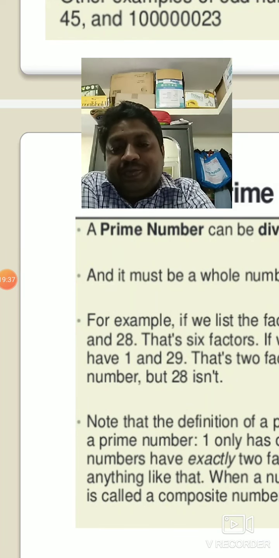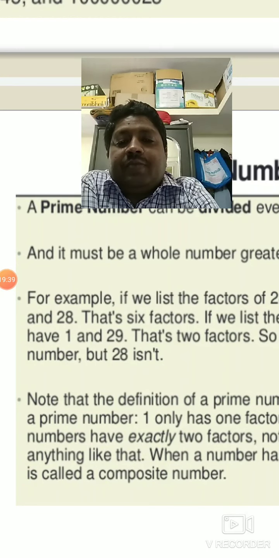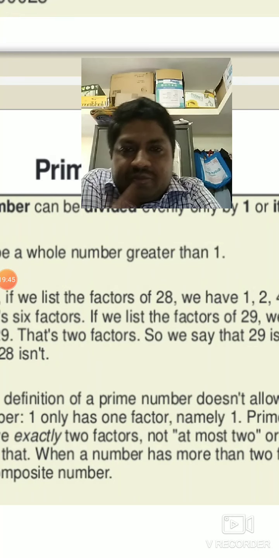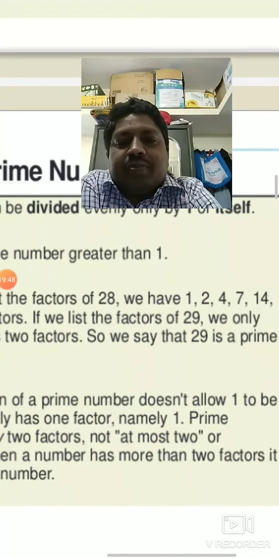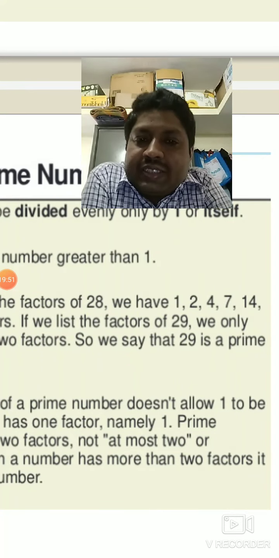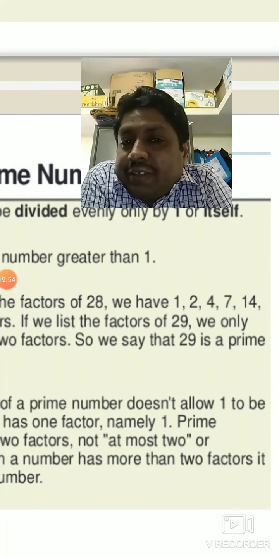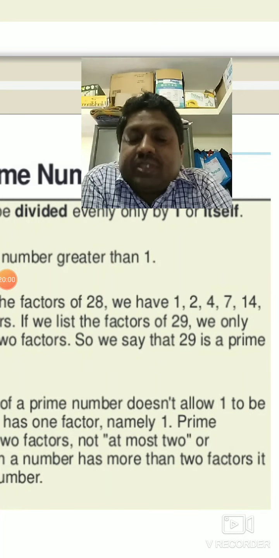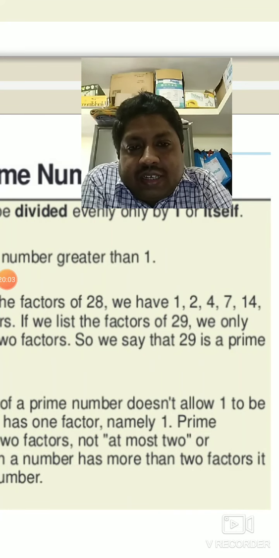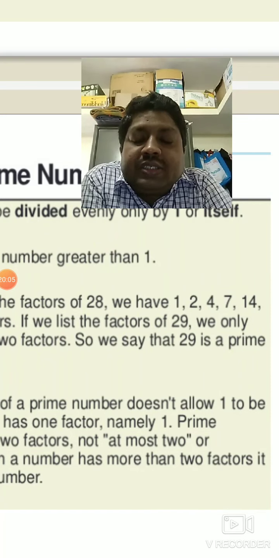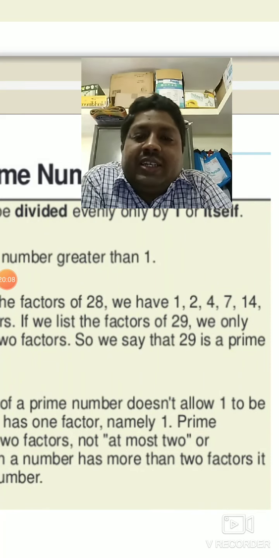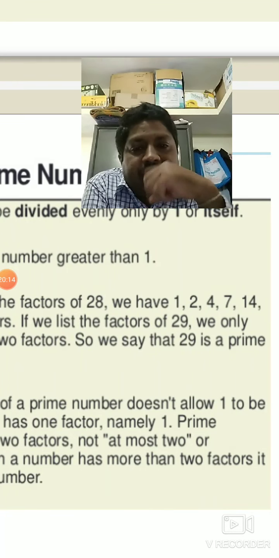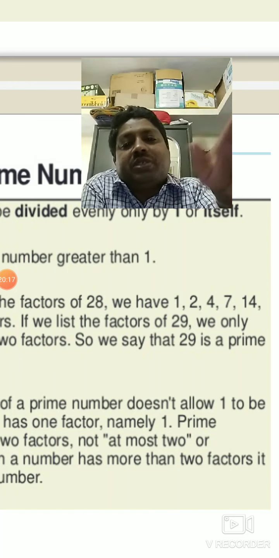We will come to that later. For example, let us list the factors of 28. What do you mean by factors? Factors mean numbers which divide the other number exactly. 1 divides 28 exactly. 2 divides 28 exactly, 14 times. 4 divides 28 exactly, 7 times. 7 divides 28 exactly, 4 times. 14 divides 28 2 times. 28 divides 28 1 time. These are the factors of 28, which divide it exactly.